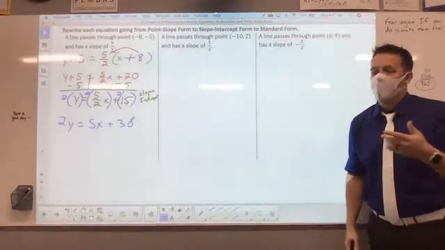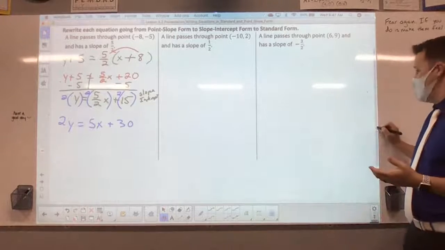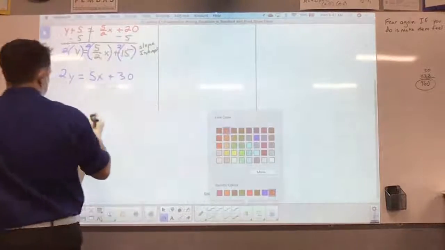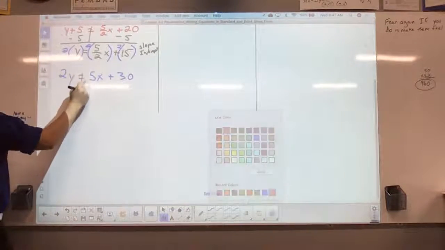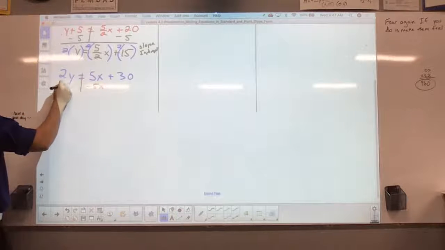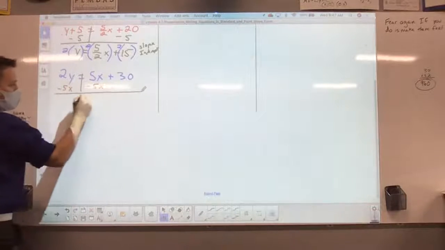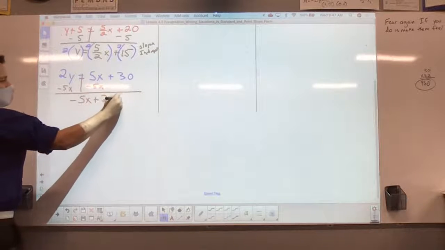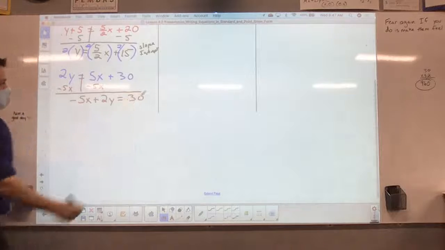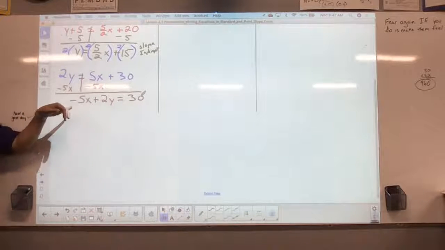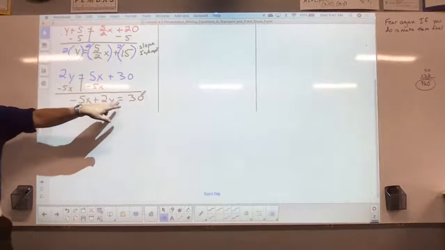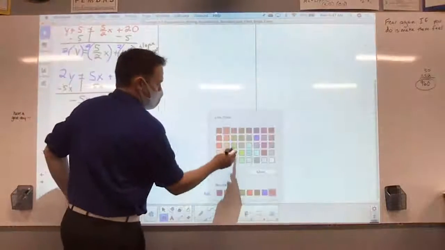All right, now, what's the final step? It would be 2y minus 5x, right? Because it has to be ax plus by equals c. So, ladies and gentlemen, here is standard form. Negative 5x plus 2y equals what? 30. So to answer your question earlier, Jacob, A is what? Negative 5. B is? 2. C is? 30. That's it.